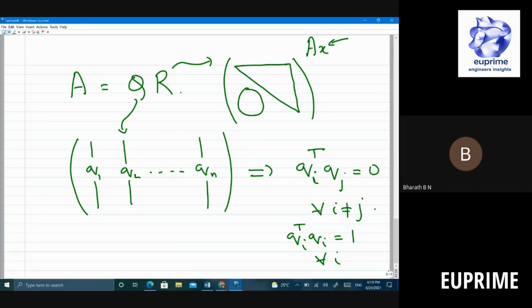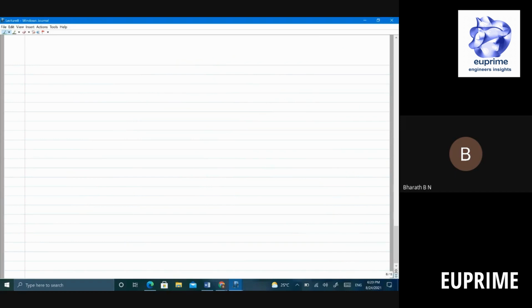So why is it useful? Keep this in mind, even if the procedure is not clear, it's okay. Given any matrix A, I can always write it as Q times R. Q is an orthonormal matrix, column-wise, and R is an upper triangular matrix. So why is it useful?